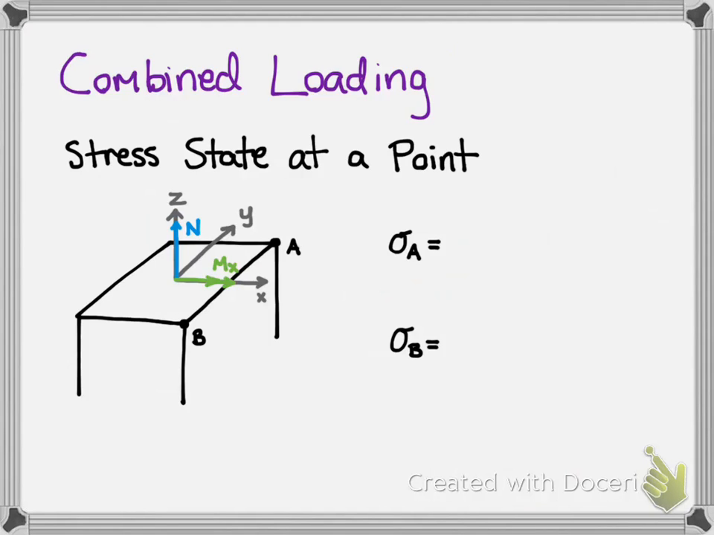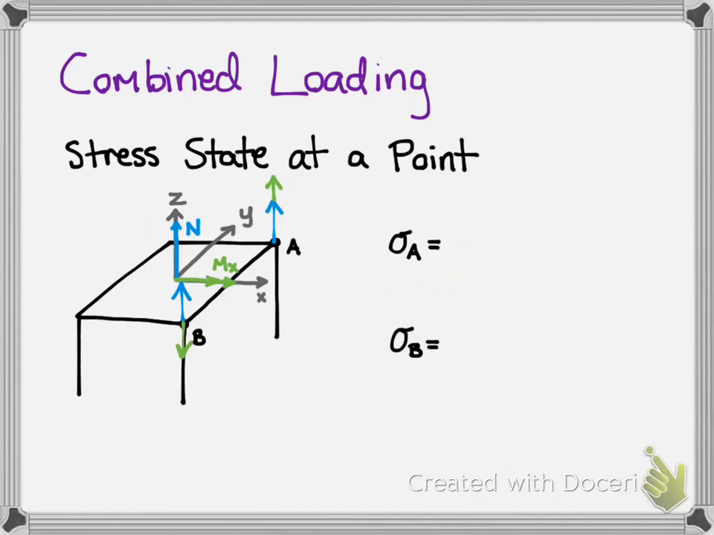If we look at this example here, where we've got a rectangular cross-section subjected to a normal force along its axial direction and a bending moment in the x direction, we'll see that at point A the normal force exhibits a positive tensile stress, and it does the same at point B. However, the bending moment, because of the right-hand rule, will exert a positive tensile stress at point A, but it will exert a negative compressive stress at point B.